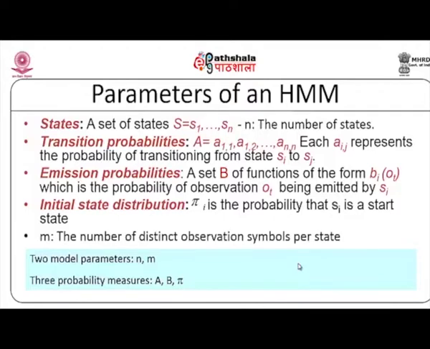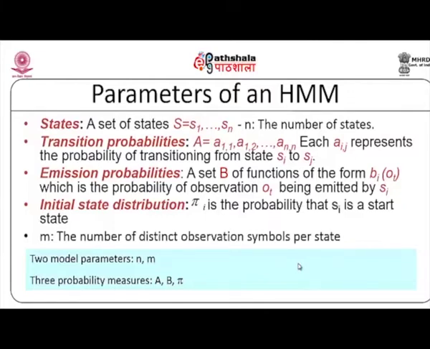Next we have what is called the emission probability, which is a set B of functions of the form bi(Ot), which is the probability of observation. What is the probability of observing Ot at a particular time t, when we are in the state Si? So, what is the probability of observing O at t given that we are in the state Si. So, that is called the emission probability. And then we have an initial state probability called pi of i. Remember we have S1 to Sn states; what is the probability of each of these states being an initial state? So, that is called the initial state distribution.